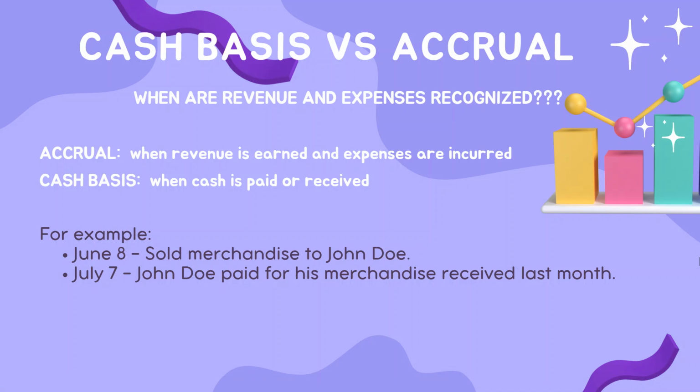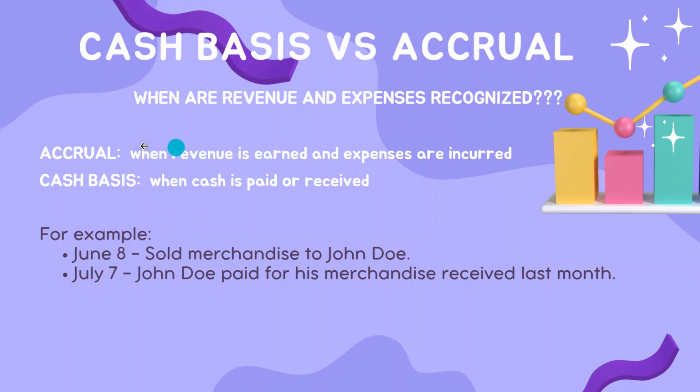So let's look at some examples. On June 8th, you sold merchandise to John Doe. On July 7th, John Doe paid for his merchandise. So it's very simple. Let's think about this. On June 8th, you sold merchandise to John Doe. Looking at the accrual method here, what would you record for the accrual method? You would put accounts receivable, John Doe would be debited, right? And sales would be credited. Very simple. Your debit, your credit on June 8th.